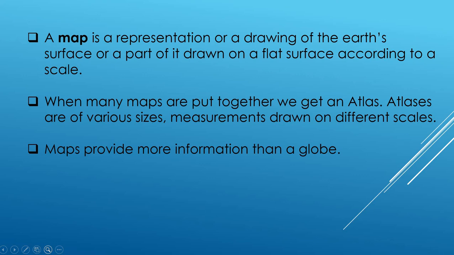And when many maps are put together, what we get is an atlas. You might be having an atlas, or you might be about to study an atlas in your present standard. Atlases are of various sizes, with measurements drawn on different scales. So when we keep various maps together in a particular book, you get an atlas. Maps provide more information than a globe, because in maps we study everything in detail. So this is what a map is.